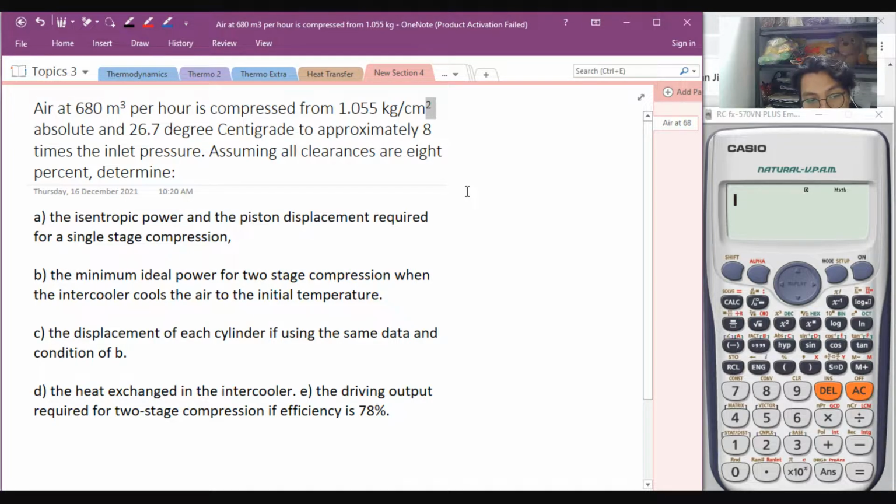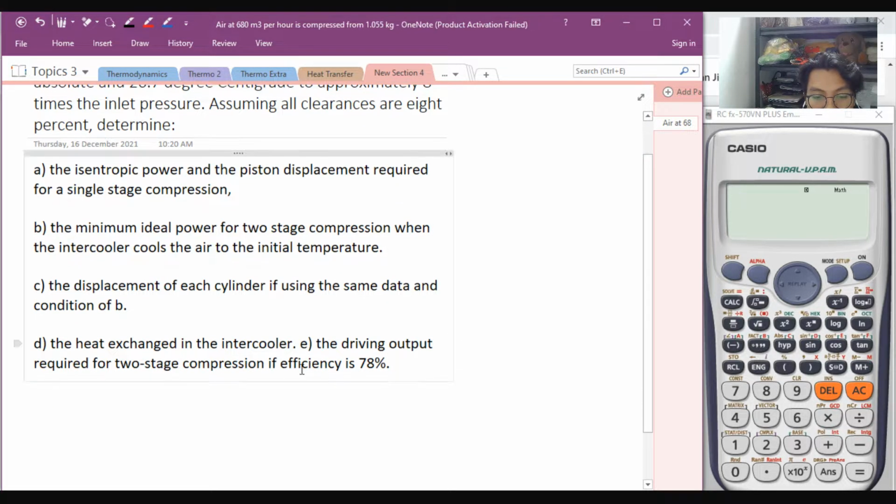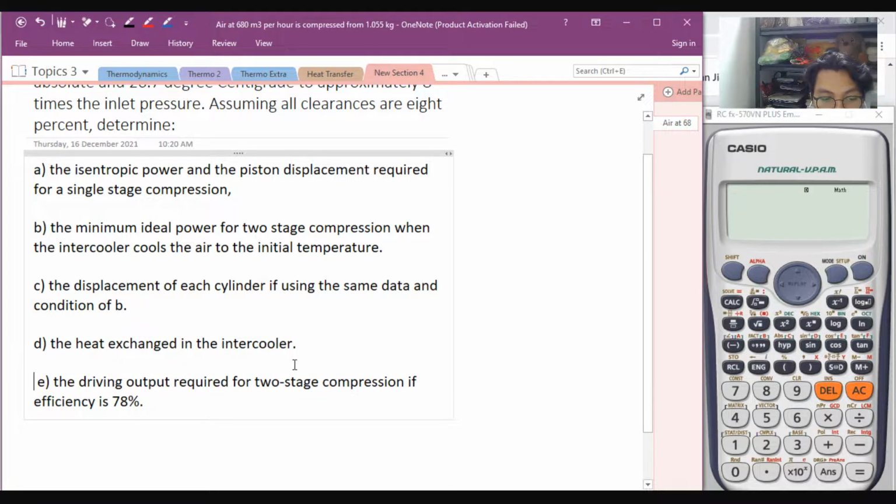So, yan yung condition 1. Condition 2, the minimum ideal power for two-stage compression when the intercooler cools the air to the initial temperature. And C, the displacement of each cylinder if using the same data and condition of B. The heat exchange in the intercooler and the letter E. The driving output required for two-stage compression. Ibig sabihin, the work output of the compressor if the efficiency is 78%.